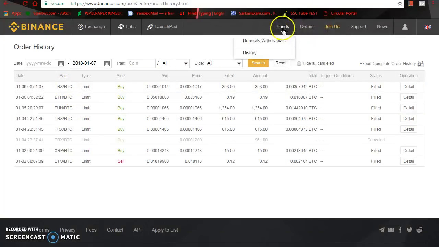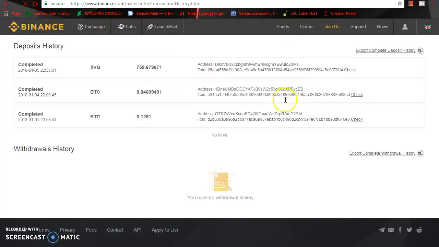Okay, you just go here to funds, deposit history. In history, you can see what kind of history your account has, meaning how much amount you have deposited. As you can see, I deposited lots of Bitcoin Gold, I deposited Bitcoin, and this Verge coin I have also deposited. So this is a very good exchange.